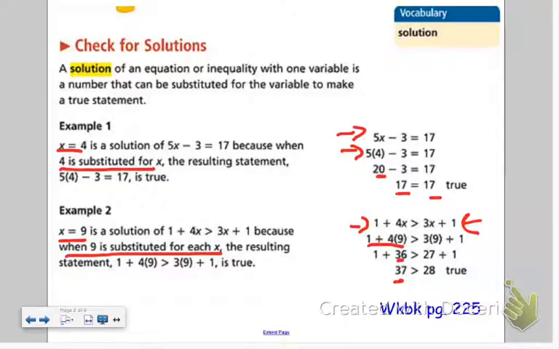On the right side, we're going to do the same thing. We're going to plug the 9 in where the x was. Instead of 3 times x, it's now 3 times 9, which gives you 27. And 27 plus 1 gives you 28. And now look at what you've got. 37 is greater than 28. That is a true statement. So x equals 9 is a possible solution.